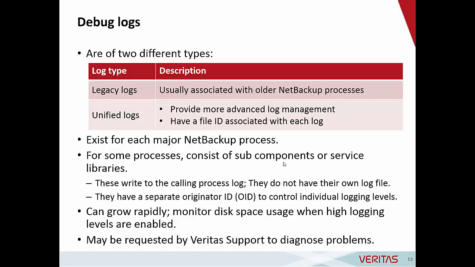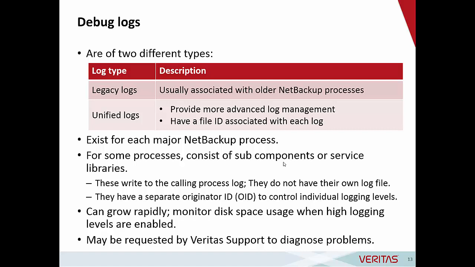The first thing to understand about logging in NetBackup is that we can divide the types of logs on NetBackup servers and clients into two broad categories of legacy logs and unified logs. Legacy logs are associated with NetBackup processes that have been in NetBackup for a long, long time. Unified logs are used by newer NetBackup processes. And by newer, it's kind of a relative term. I mean processes that have been added to NetBackup since the last major architectural change, which was back in NetBackup version 6.